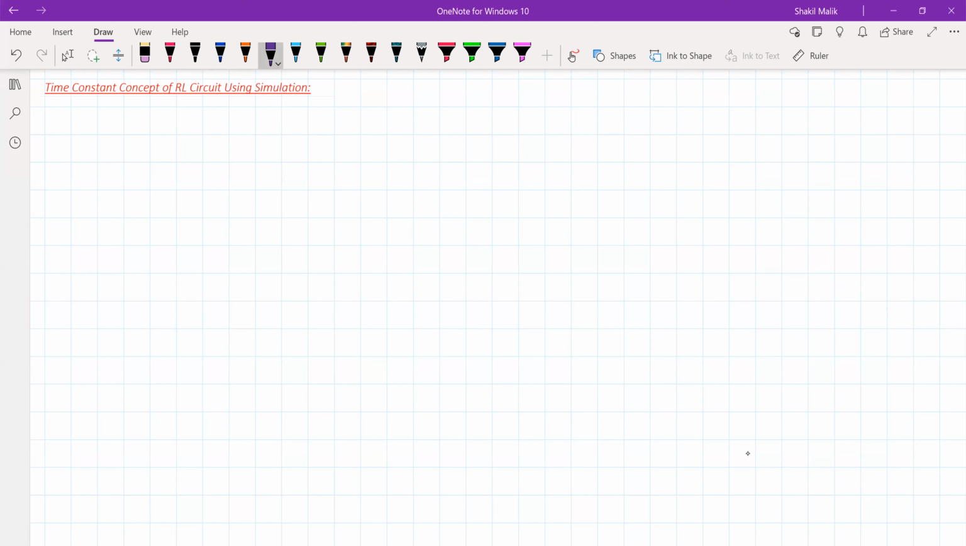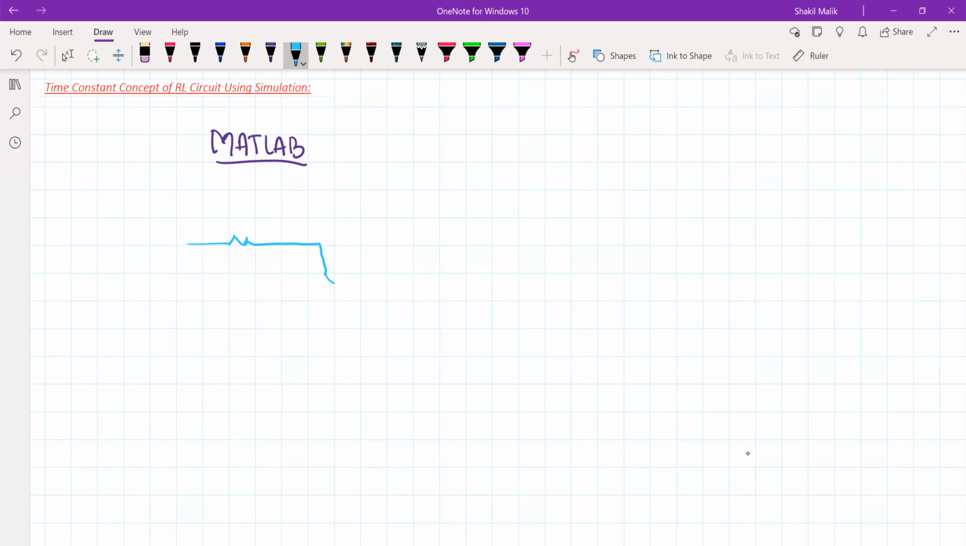Welcome. In this session, we'll learn the concept of the time constant in RL circuits. Let's start. We are going to learn this time constant in RL circuits by using simulation, and the simulation software that we are going to use is Matlab. All right, so let's revise this RL time constant concept again very quickly.